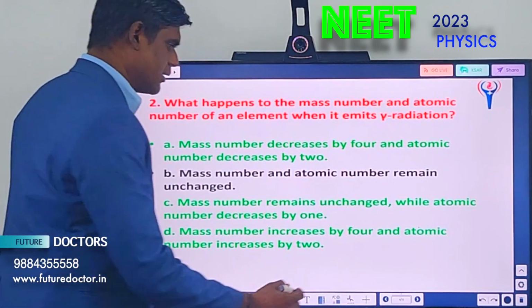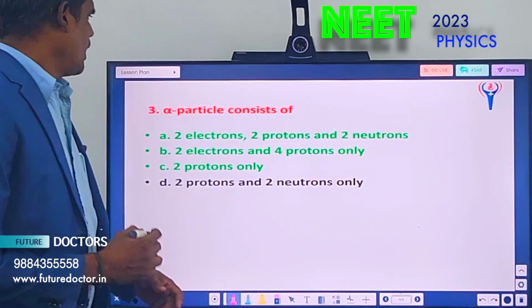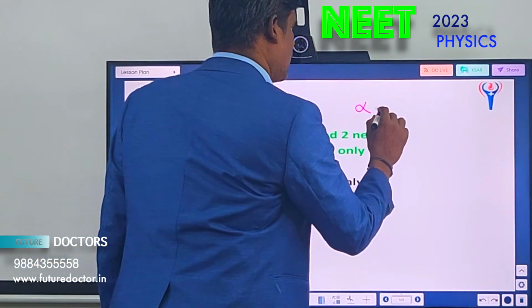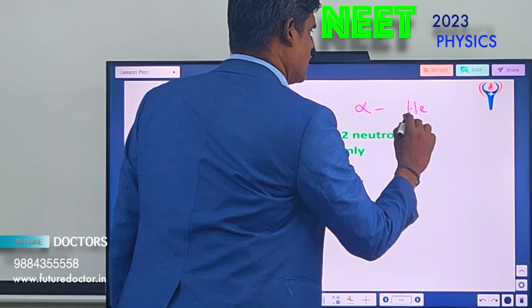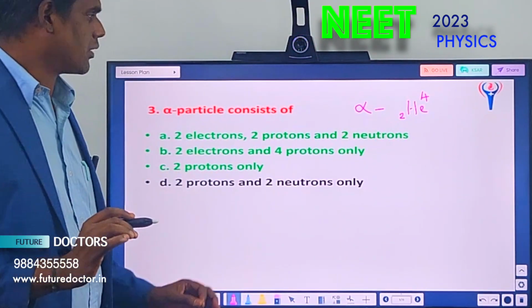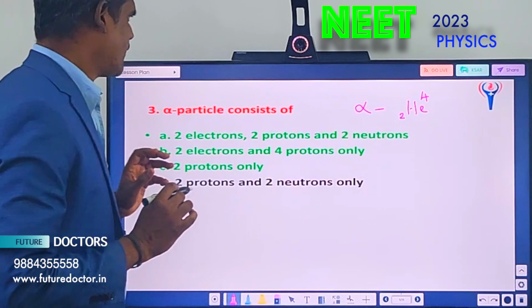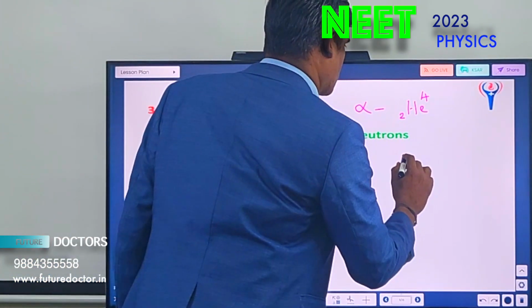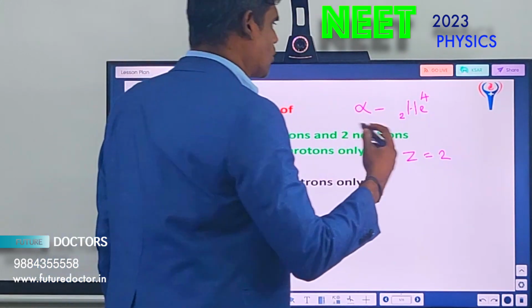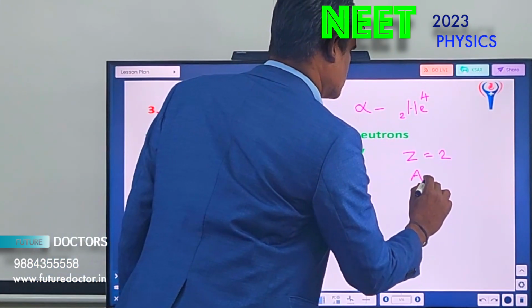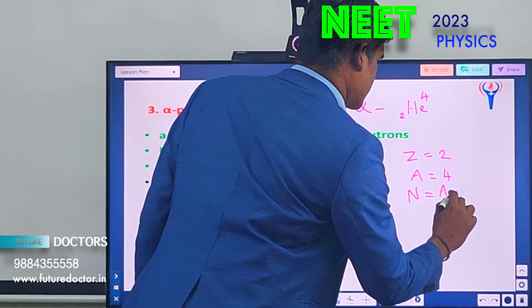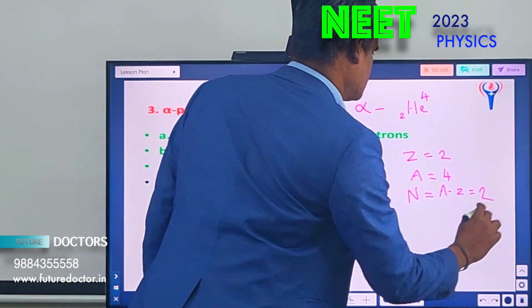Let's move to question number 3. Alpha particle consists of dash. What is alpha particle? Alpha particle is nothing but helium nuclei, that is He 4 2. Not helium atom, helium nuclei is an alpha particle. It means number of protons, that is Z equal to 2, and number of protons plus neutrons, that is A equal to 4. Then neutron number equal to A minus Z equal to 4 minus 2, 2.